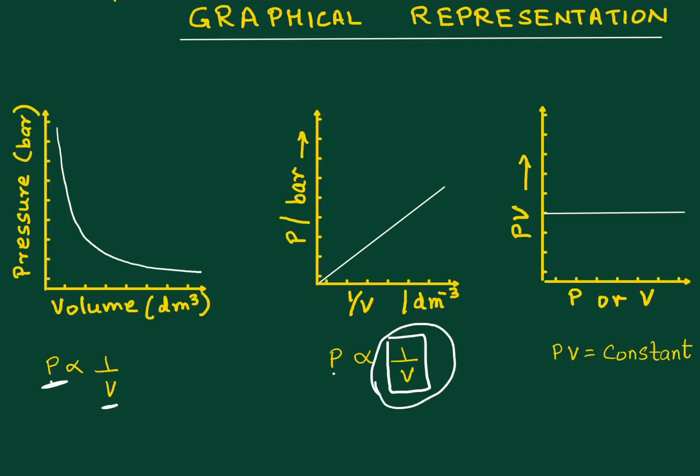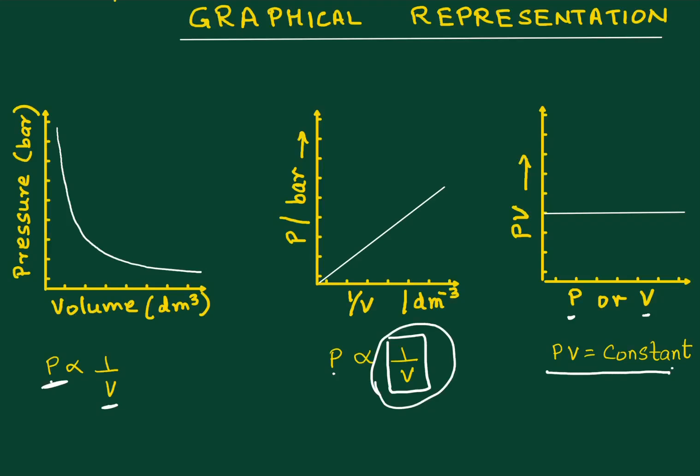Okay, what about PV? Just now we said that the product of pressure and volume is constant irrespective of whatever the value of P or V is. In other words, I will get a graph which is parallel to the x-axis. On the x-axis, you can either take pressure or take volume. The value P into V for a fixed mass at constant temperature will remain the same.